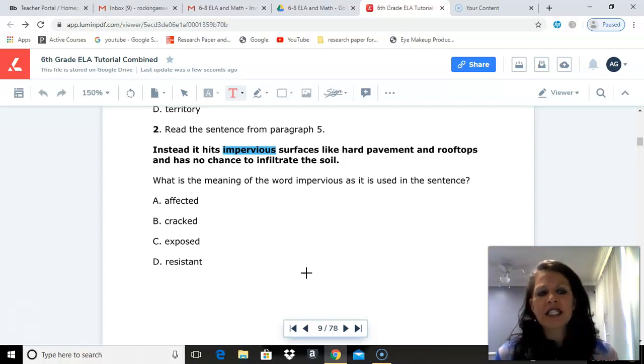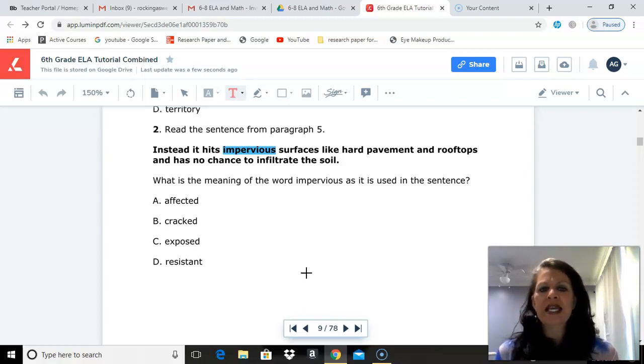But there again, these answer choices are very similar to number one. You have one that you just look at and you think, oh, this has nothing to do with this sentence. Then you have two that are very similar, and then you have one that is your best answer. So let's use the words within the sentence to help us figure out what it means. So even if I didn't know the word impervious, even if I didn't even know how to pronounce the word impervious, I should still be able to figure out what it means.